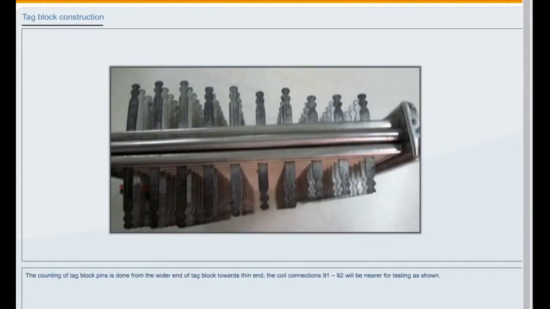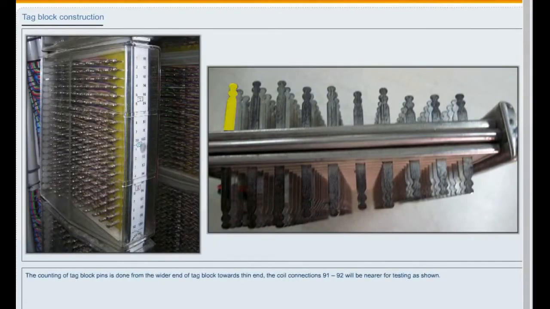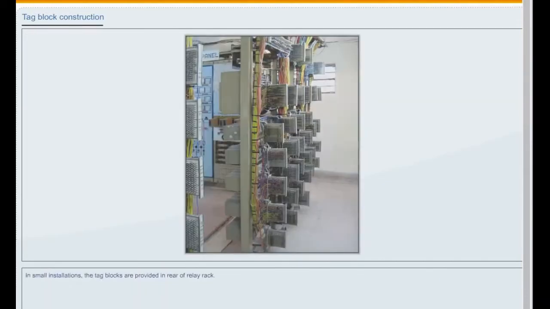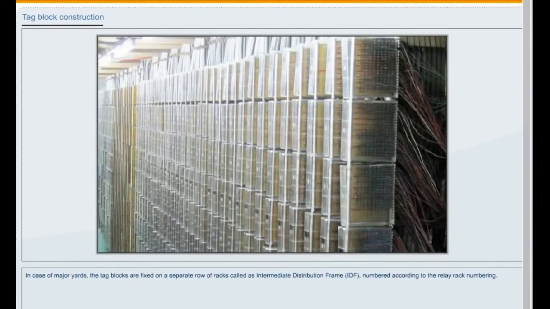The counting of tag block pins is done from the wider end of the tag block towards the thin end. The coil connections 91 and 92 will be nearer for testing as shown. In small installations, the tag blocks are provided in the rear of the relay rack. In case of major yards, the tag blocks are fixed on a separate row of racks called the intermediate distribution frame, that is, IDF, numbered according to the relay rack numbering.